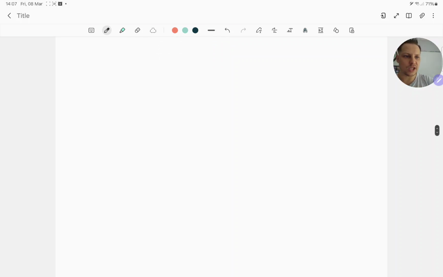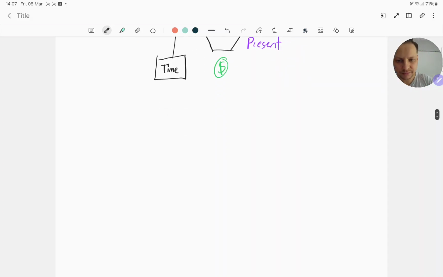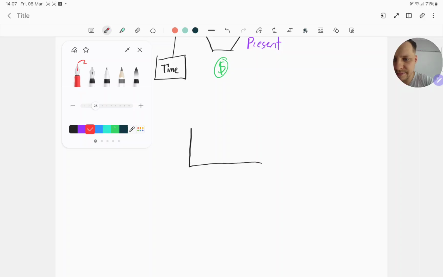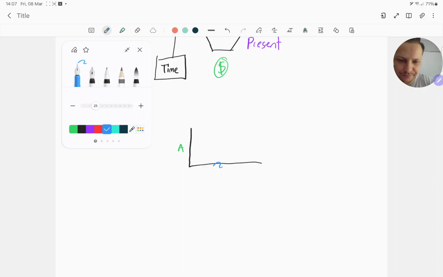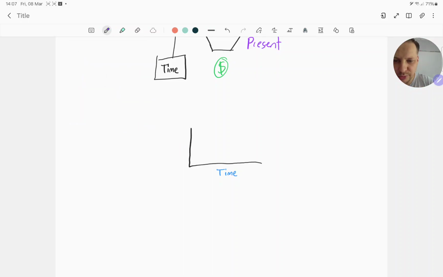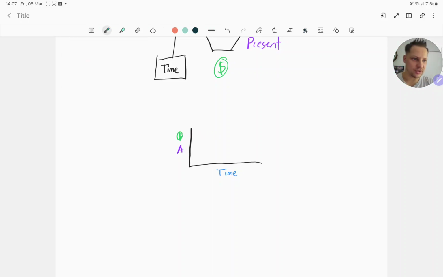So what you have to understand about income, awareness, and time is that if you had a graph and it looked something like this, and you had awareness and you had time over here, and at the same time you have, let's do it in purple and green, awareness and money. You have to understand that the money is a lagging indicator, right? So your success is kind of like a lagging indicator.